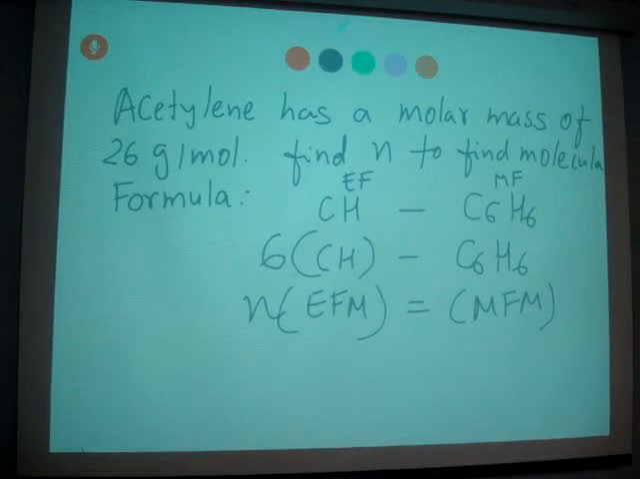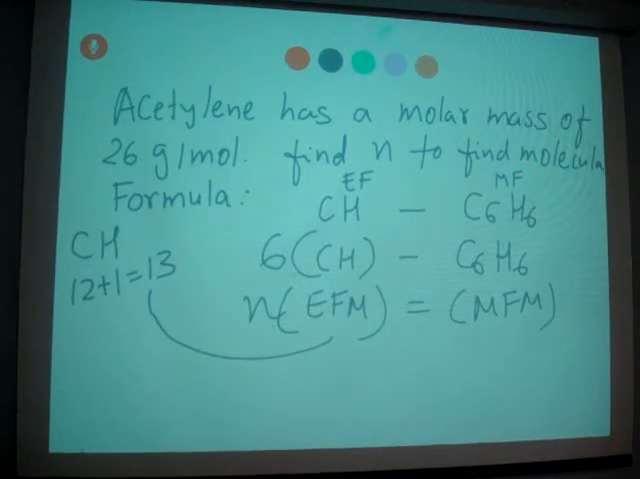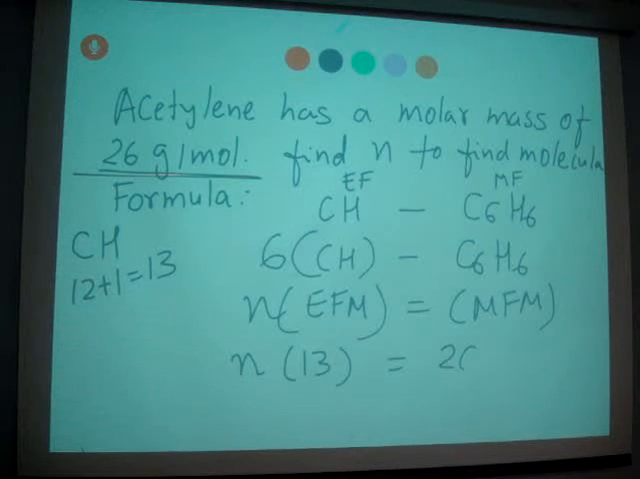So now in here you have empirical formula CH. So what is empirical formula mass? 12 plus 1, which is about 13. So that goes in here, right? So we need to find N. This is 13. And molecular formula mass, which is 26, given. What's the N? 2. 26 divided by 13, which is 2.